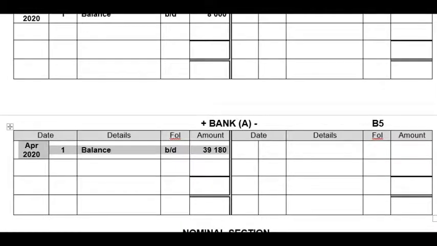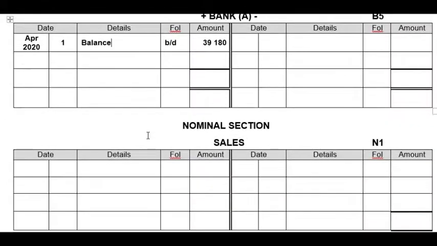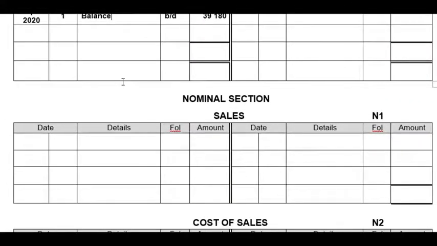Okay, then with the nominal section, it's more or less the same. You still have to write April 2020 the first with an opening balance, but in the details and the folio columns, you write something else. So let's look at sales. Sales is an income account, owner's equity income, which is the I of click. Therefore, the opening balance of sales will go to the credit side.